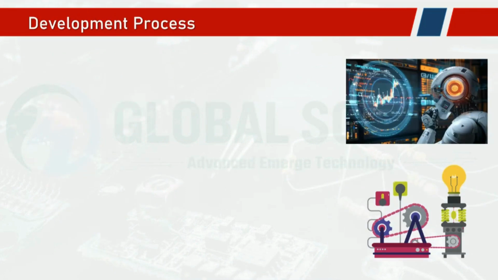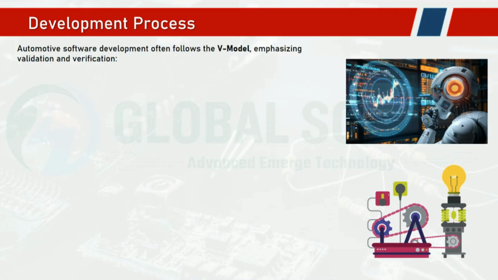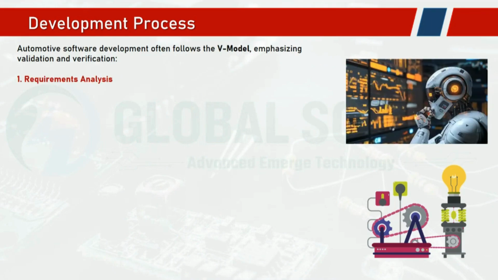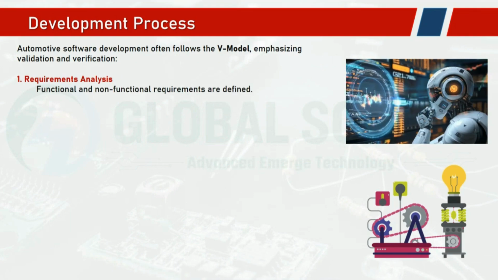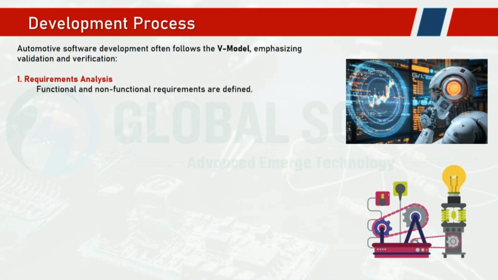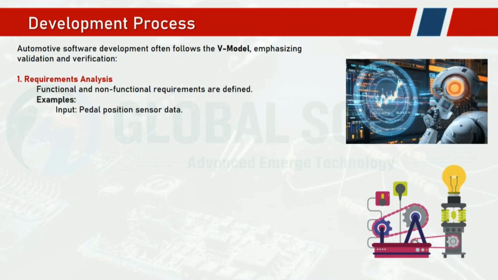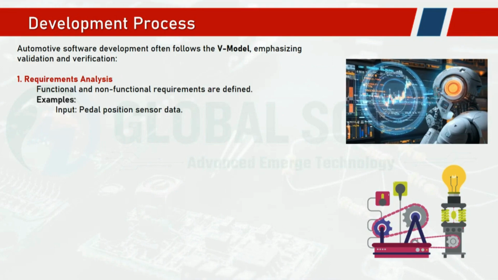What is the development process involved for the automotive domain? Specifically, it follows the V model or Agile model, a process to ensure it takes the requirements through to the deployment level. Initially, the requirement analysis: we need to analyze the functional and non-functional requirements and how they will be defined. For example, the input is the pedal position sensor data, and the output, based upon the pedal position, is how the engine throttle will be adjusted.